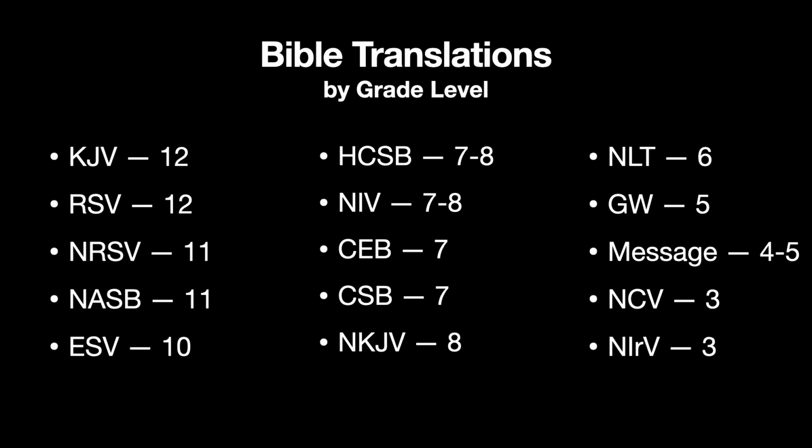So as you can see, the King James is written at a grade 12 level, as is the RSV. The new RSV is grade 11, the NASB is grade 11, the ESV, which is the one that I use, is at a grade 10 level. Holman Christian Standard Bible 7 and 8, the NIV 7 and 8, and as you go down the list, what you'll notice, a few of them stick out: the New Living is at a grade 6. I think that's important to keep in mind. And down at the bottom, the New International Reader's Version and the New Century Version are both written at a grade 3 level.